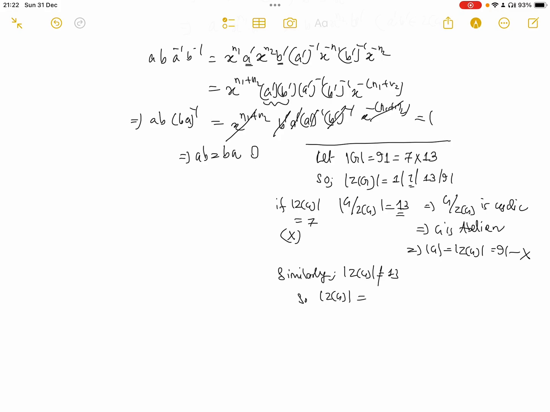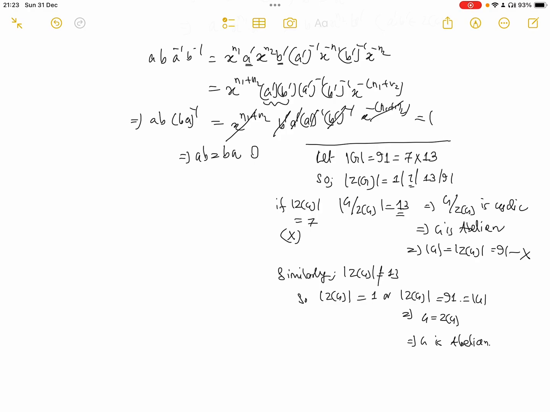So either it is 1 or it is 91. So if you are given that the group is non-abelian, then you know certainly that the order of the center cannot be the entire G. So in this case, you get G is abelian.